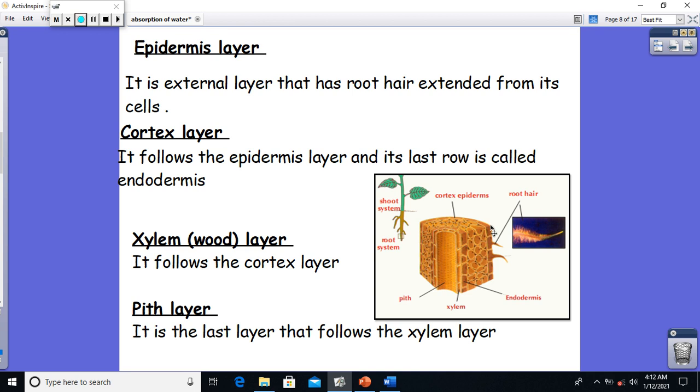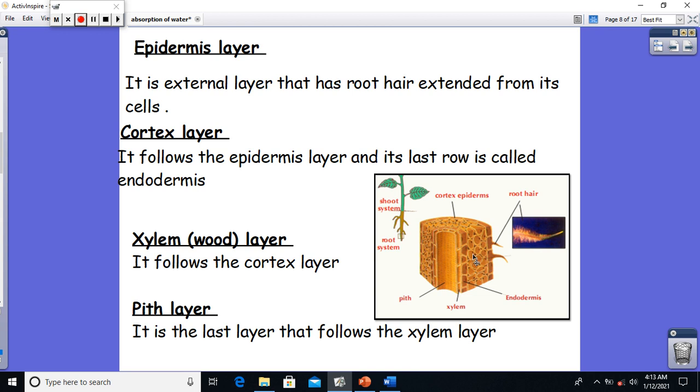The first layer in the root is called the epidermis layer. The epidermis layer is the external layer. In this layer, root hairs extend from it. We can see in this figure the external layer called the epidermis layer, and the root hair extended from the epidermis layer.